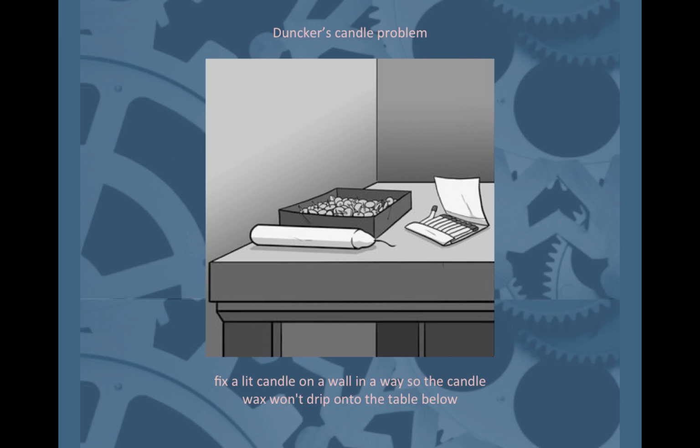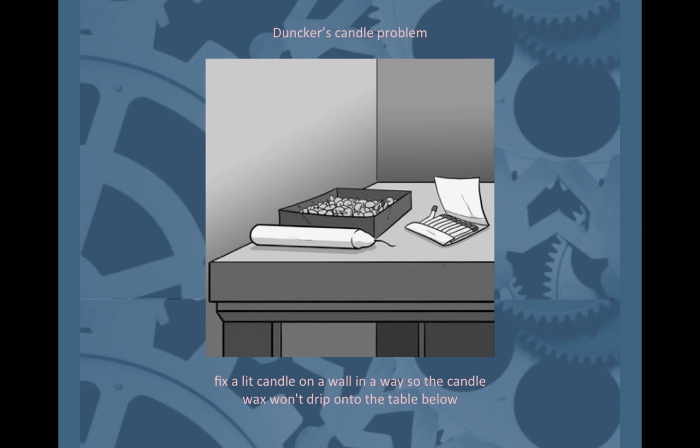So one way of testing this is something called Duncker's candle problem, where you're asked to fix a lit candle to the wall in a way that the wax won't drip on the table below. And here are your items: box of thumbtacks, pack of matches, and a wax candle. So again, I want you to pause the audio and think about, how would you do this?